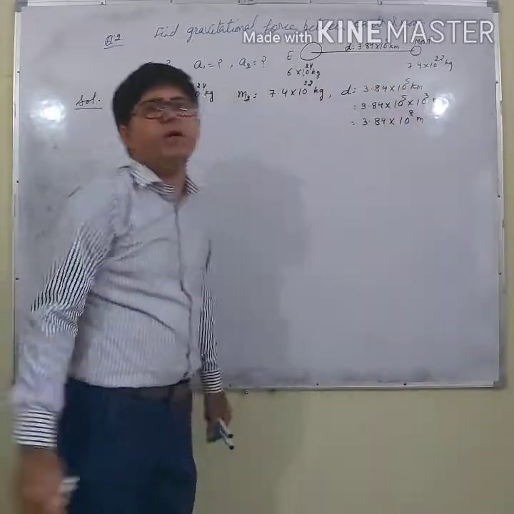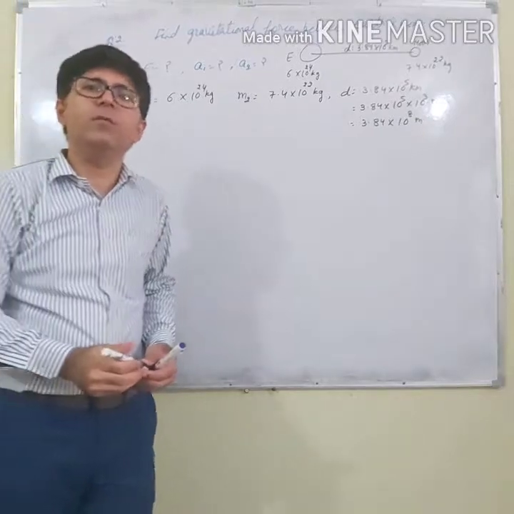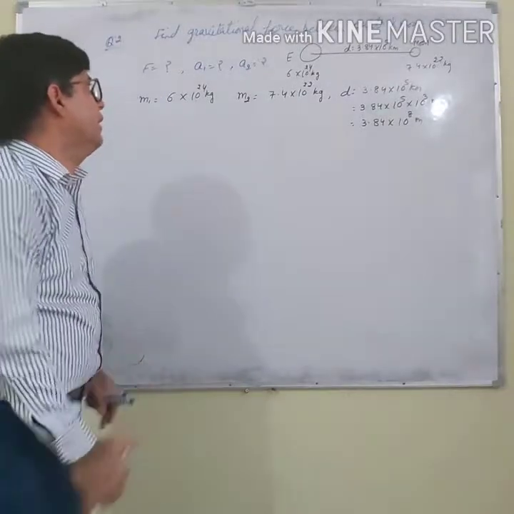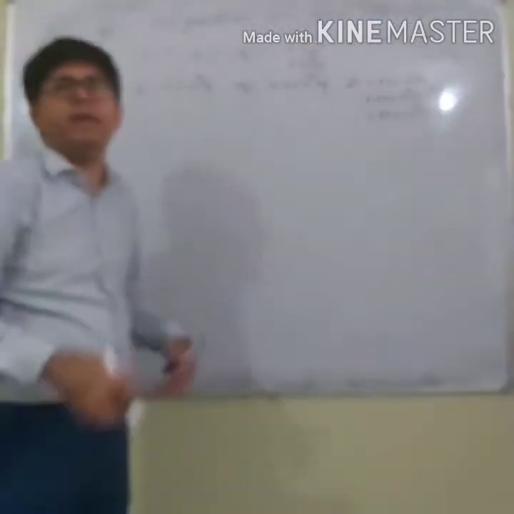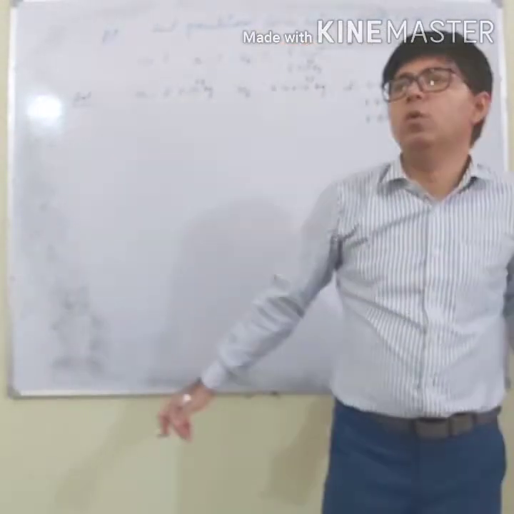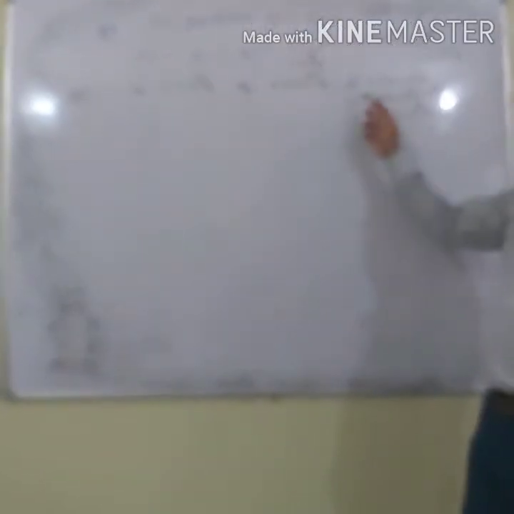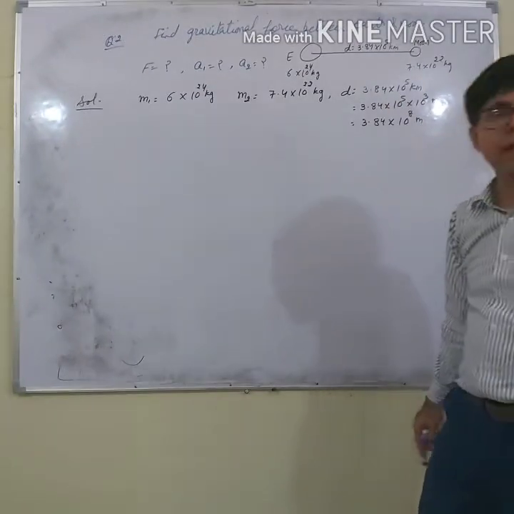What was the need of converting kilometer into meter? Because meter is the SI unit, and here kilogram is also an SI unit. Since mass is given in SI units, we have to put the value of distance in SI units.